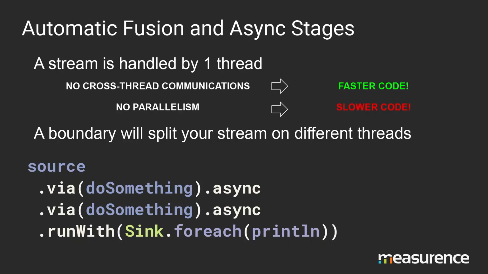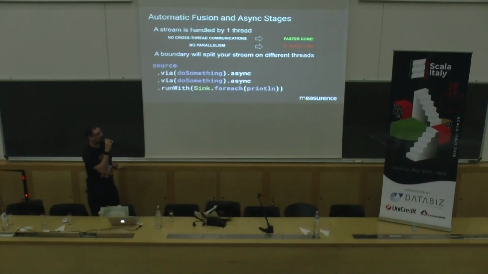across different threads. Obviously, running on a single thread has an advantage from the point of view of communication, because you don't have to synchronize anything for the various stages to talk with each other, and so you get faster code. But on the other hand, if you have just one stream, you won't be able to use all the cores of your machine.